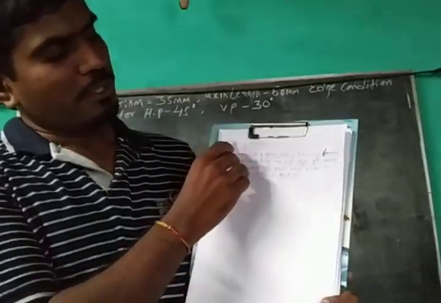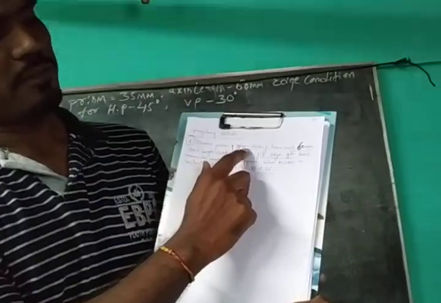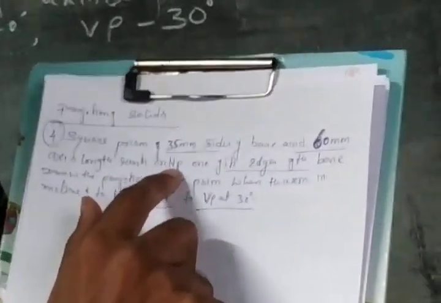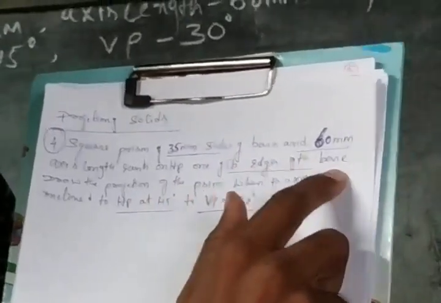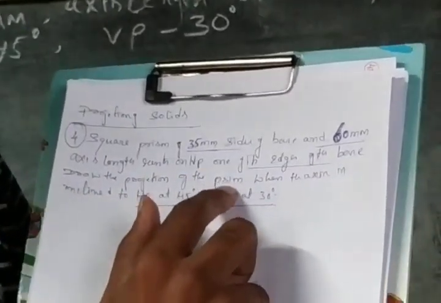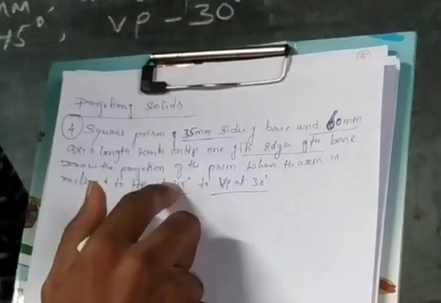Let's discuss the fourth problem in your solution book. This is the problem: a square prism, 35 mm sides of base and 60 mm axis length, rests on HP on one of its edges of the base. Draw the projection of the prism when the axis is inclined to HP at 45 degrees and VP at 30 degrees.